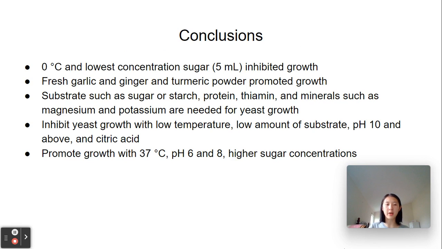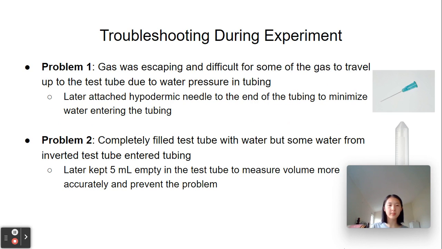In conclusion, I found that inhibiting yeast growth requires lower temperatures, lower amounts of substrates, pH 10 and above, and citric acid, while you can promote growth with 37 degrees Celsius, pH 6 and 8, and higher sugar concentrations.